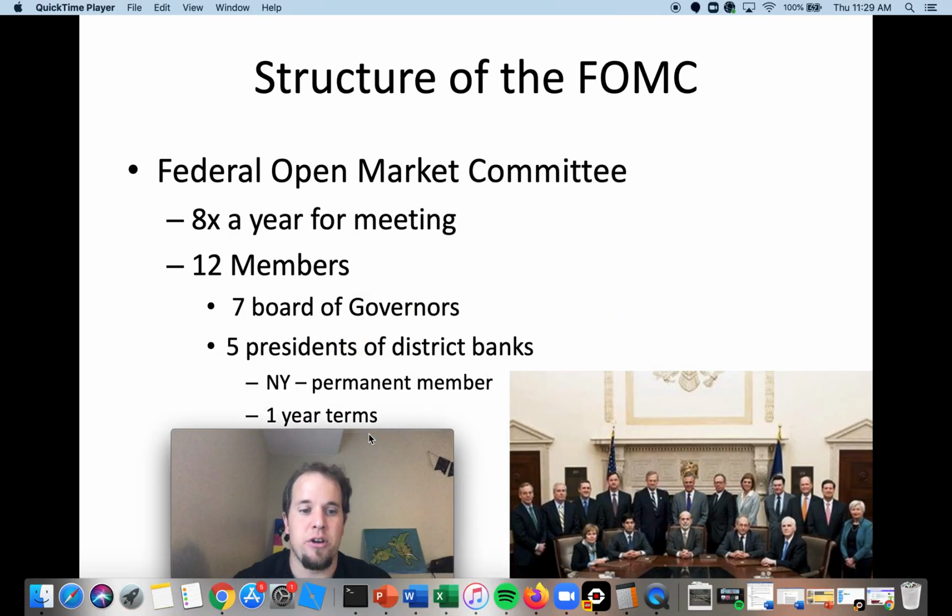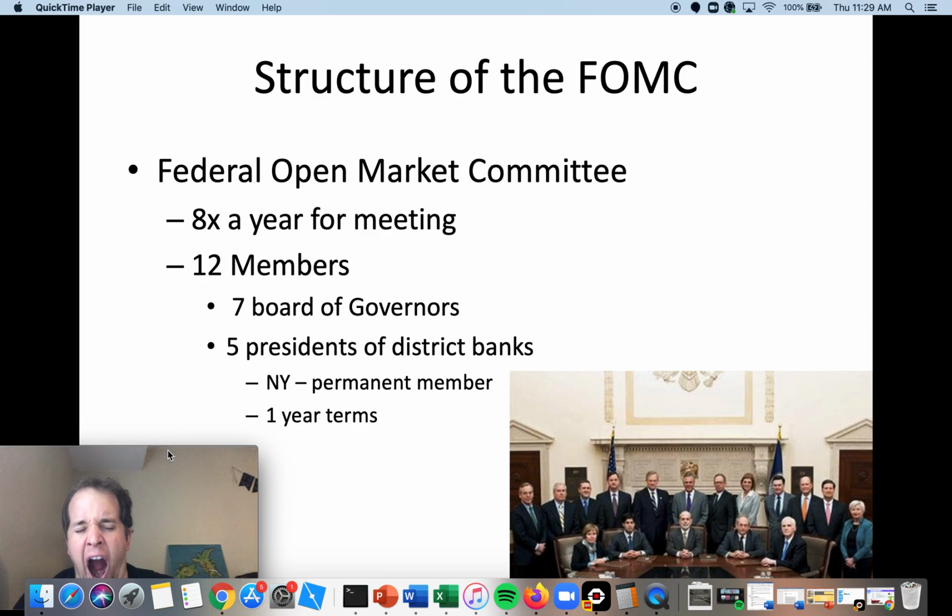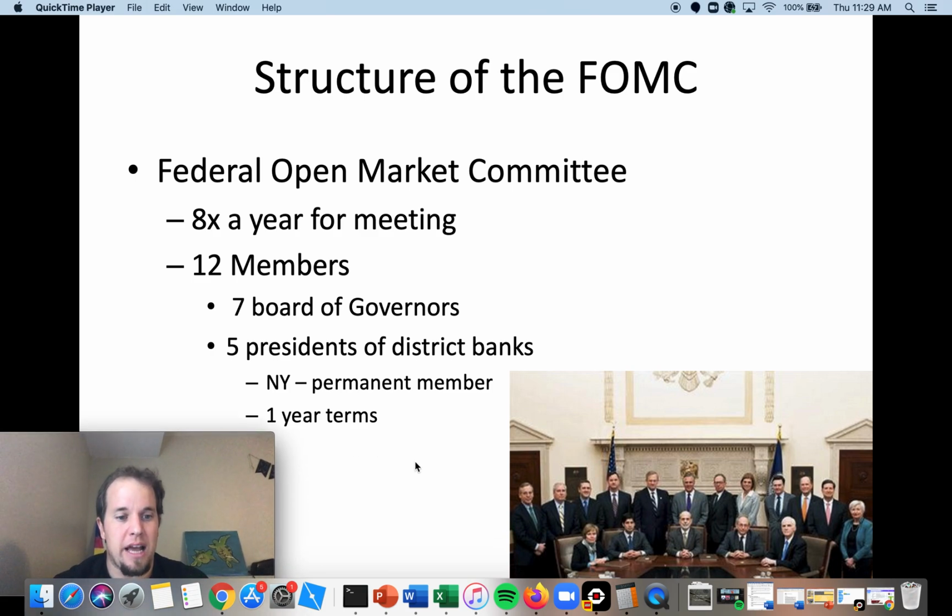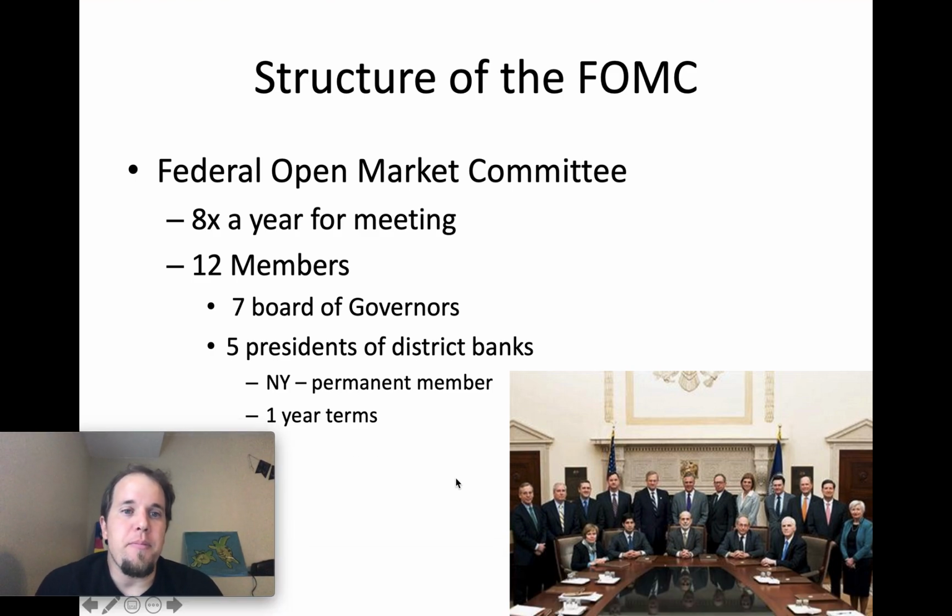Now, the last structure that we see here is the structure of the FOMC. This is the Federal Open Market Committee. So you have the Board of Governors, then you have all of the directors of the banks, and now we have something called the FOMC. They meet 8 times a year. There are 12 members. You have your Board of Governors, which is the 7, which is kind of like the hierarchy of the entire thing. And then you have 5 district bank presidents.